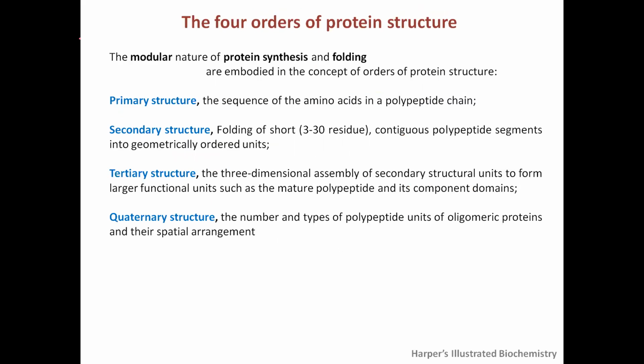The modular nature of the protein synthesis and folding are embodied in the concept of orders of the protein structure. These are the four in nature. The first one is the primary structure, that is the sequence of amino acids in a polypeptide chain. The secondary structure, the folding of 3 to 30 residues, contiguous polypeptide segments, in a geometrically ordered unit.